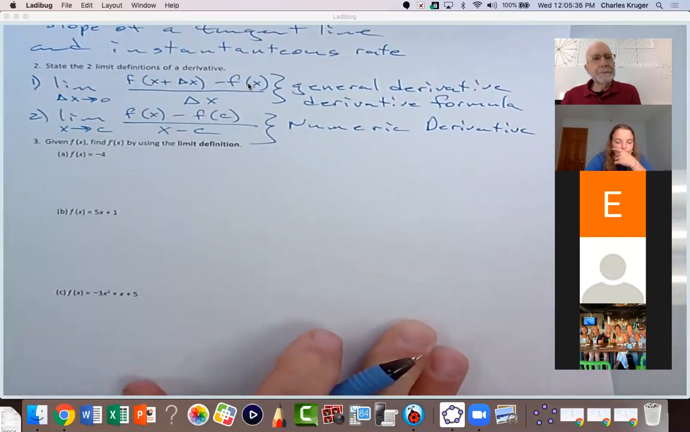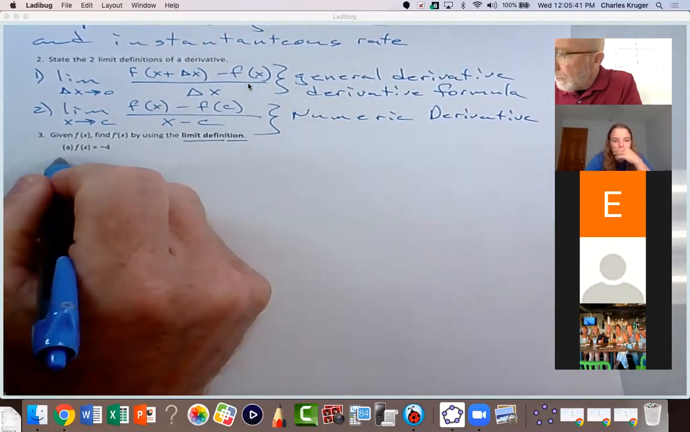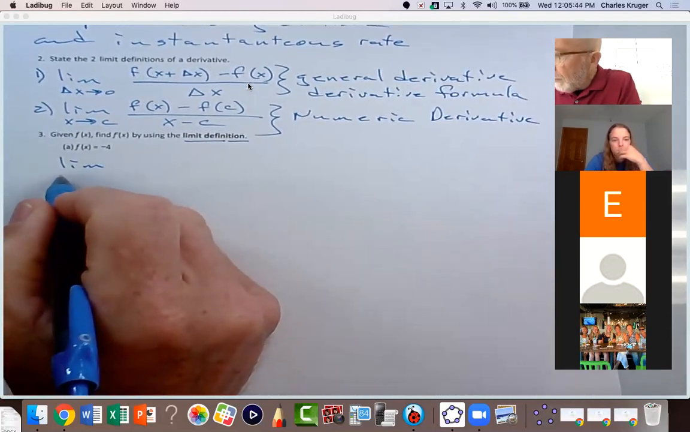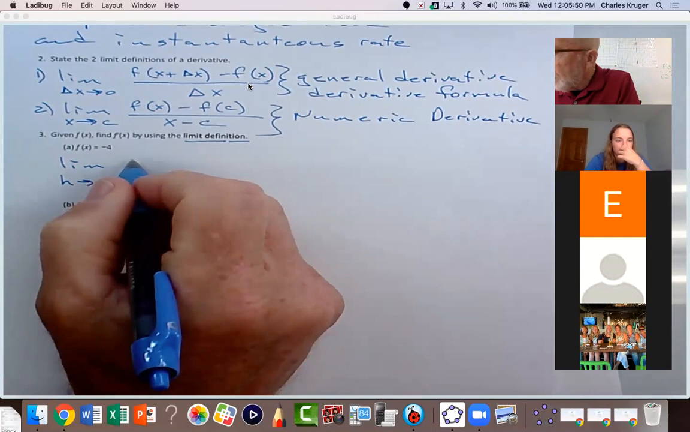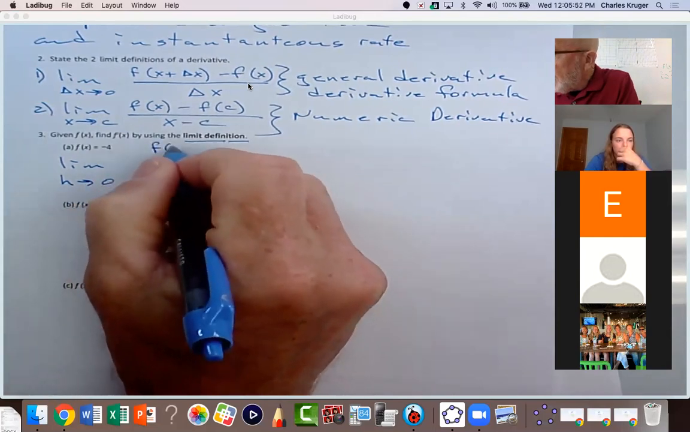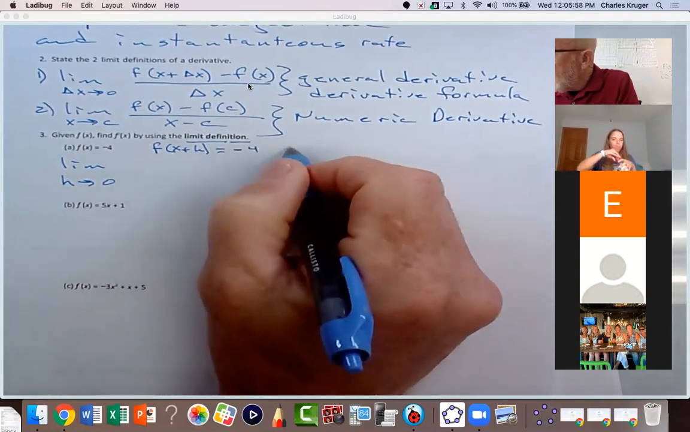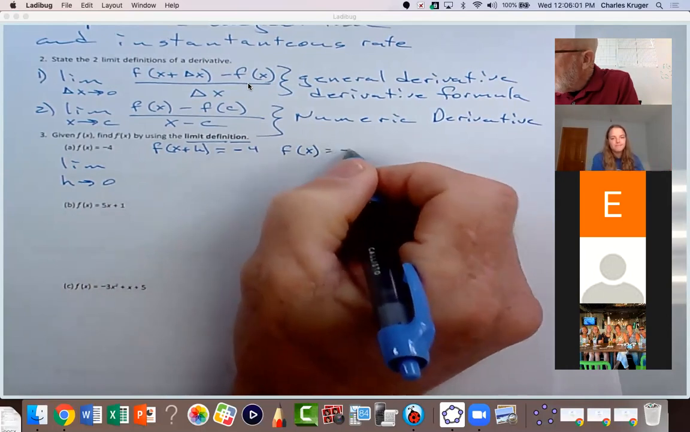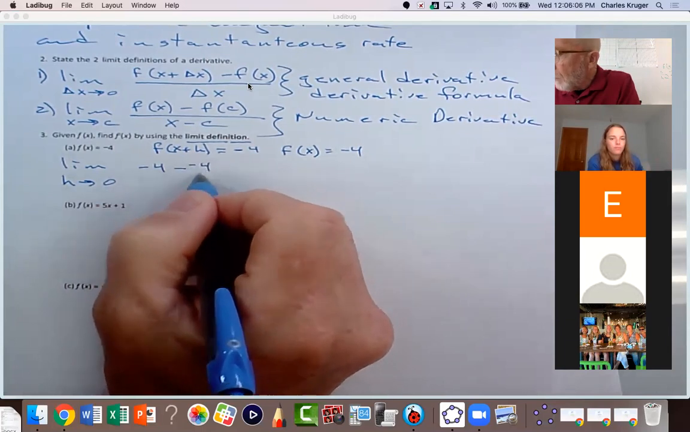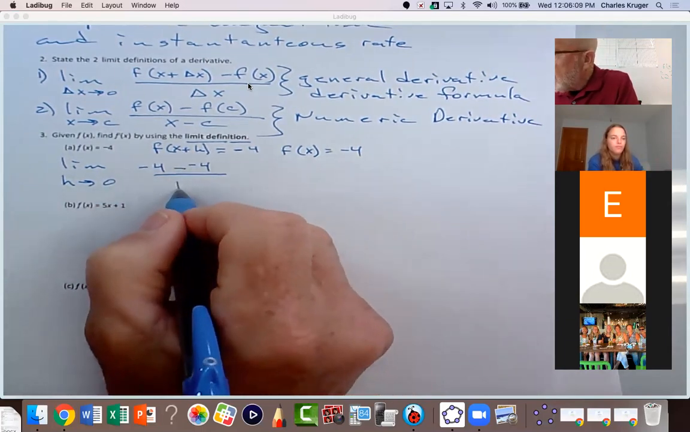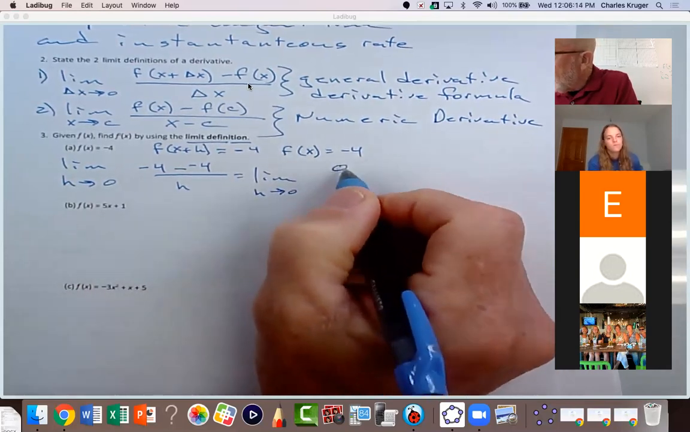All right. The first one, they ask you to use the limit definition. So I'm going to take the limit, and I will choose h to begin with, as h goes to zero. I'm going to put in f of x plus h. No matter what I put into this function, I'm going to get a negative 4, because it's always constant. So it's going to be negative 4 minus a negative 4 over h. And so that's the limit as h goes to 0 of 0 divided by h.